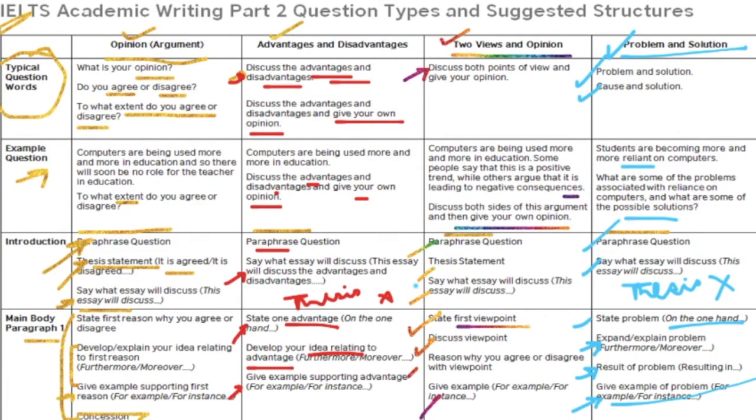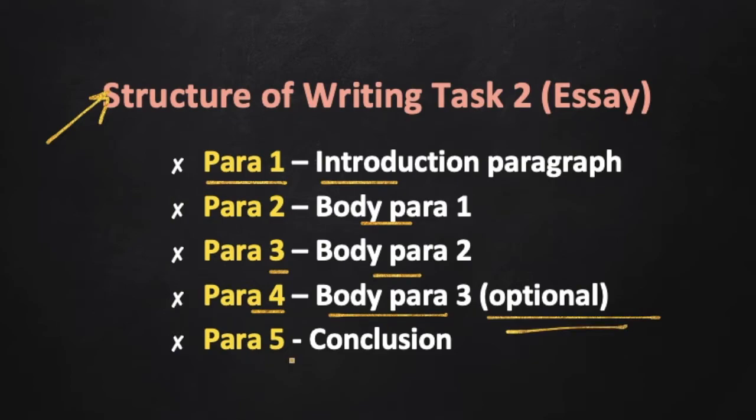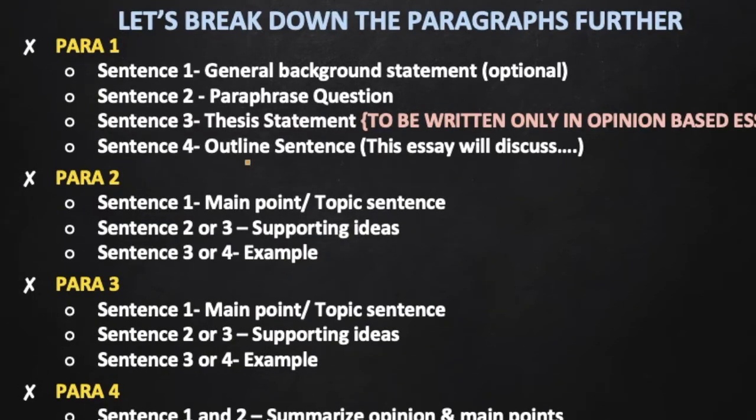So this is going to be precisely the structure of the different essays, the structure of writing task 2, though we have already covered it, but we'll still take a look at it. Para 1 looks like this: introduction. Para 2 is body para 1, para 3 is body para 2, para 4 is body para 3, which is optional, and para 5 is the conclusion paragraph. Let's break down the paragraphs further.